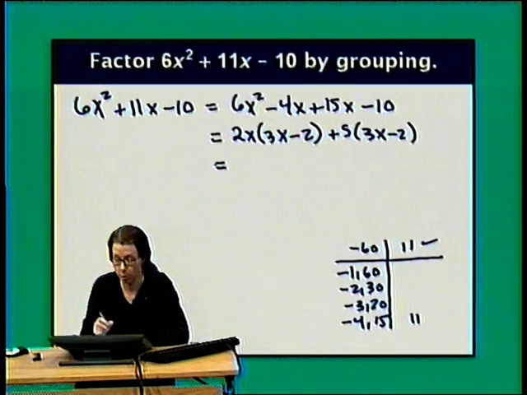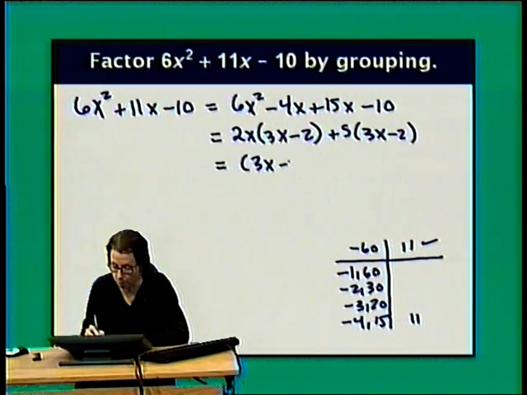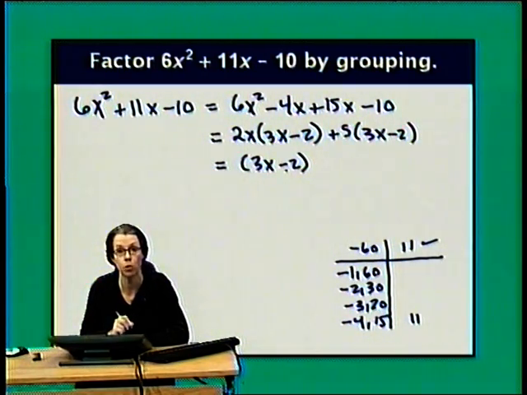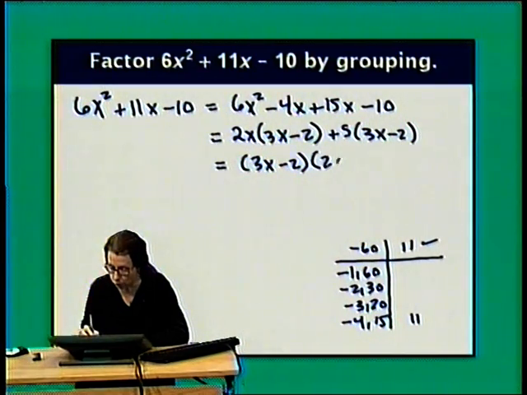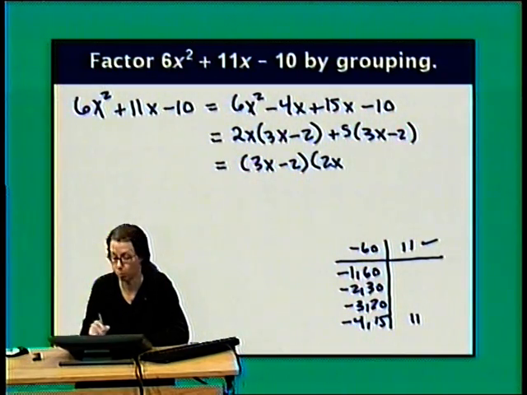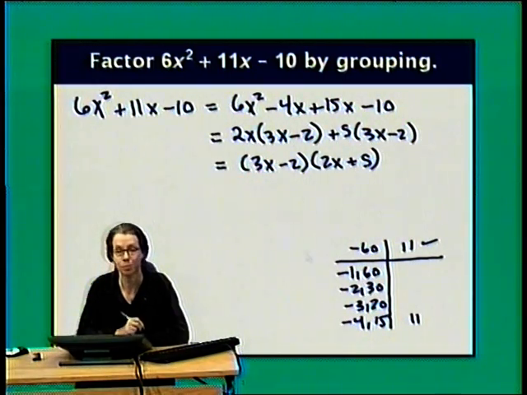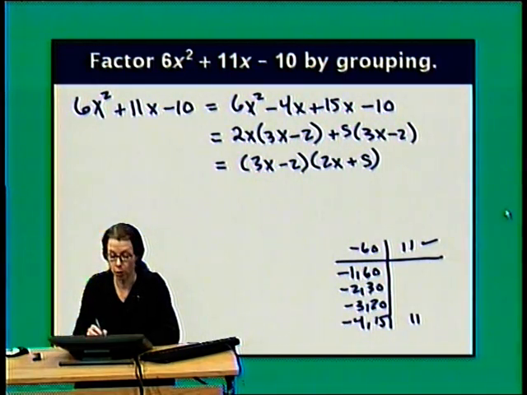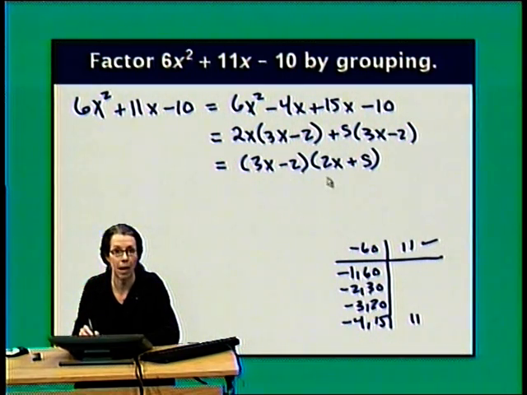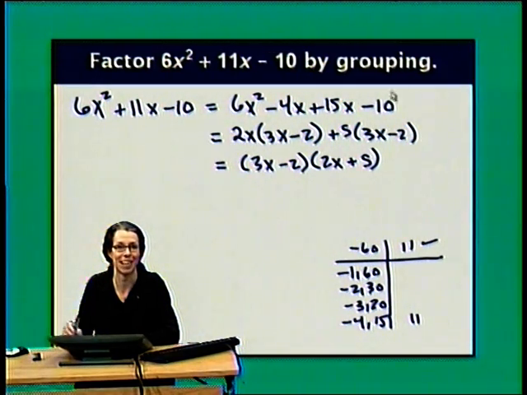I have a common factor of 3x minus 2 to both of those two terms. I need a 2x to get back the first term on the previous line, and a 5 to get back the second term. So let's check using FOIL. 3x times 2x, 6x squared. 3x times 5, 15x, minus 4x, that's 11x, and the last term, negative 2 times 5, there's the minus 10.